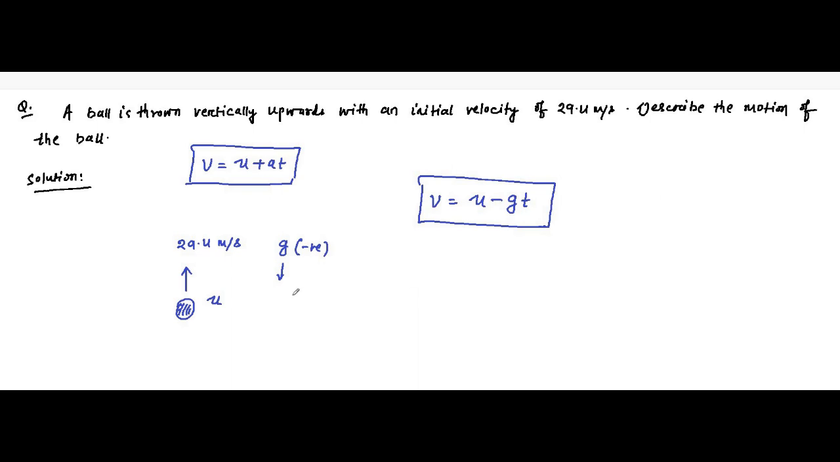Okay, so the final velocity, let's say after 1 second, will be equal to the initial velocity 29.4 minus 9.8 into 1, which is equal to 19.6 meters per second, the velocity after 1 second.